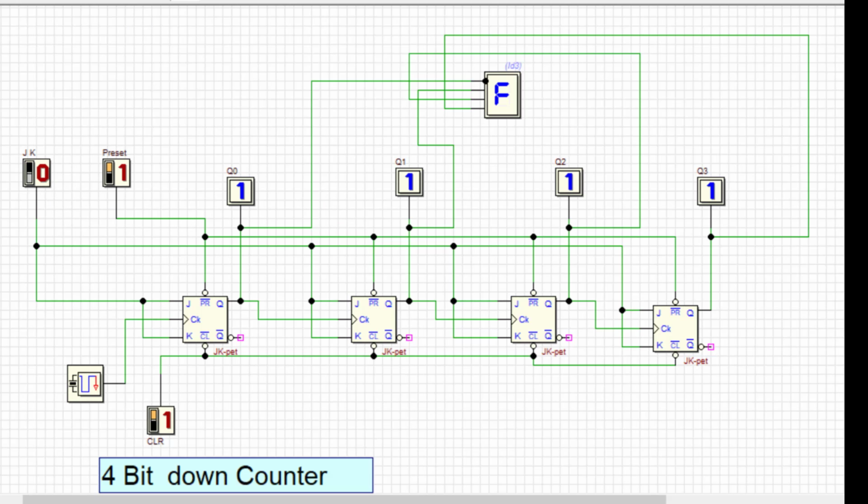Let us make the frequency, let's say, 3.5 Hz. It will be a little faster. We'll see how it's going to be. Now you can see it is moving at a greater speed, starting from F and going to 0. The same binary equivalent is changing in the display also. This is how we can design an up counter and down counter using a JK flip-flop or toggle flip-flop.